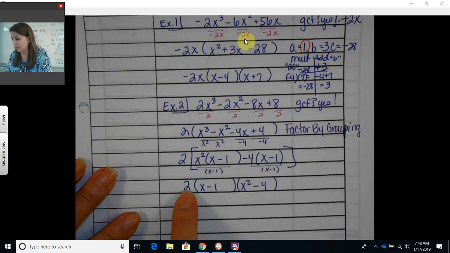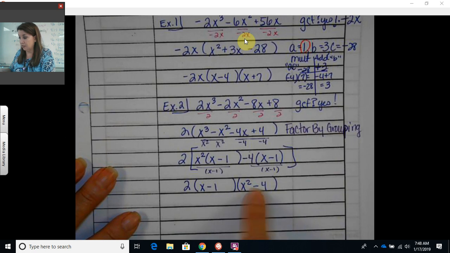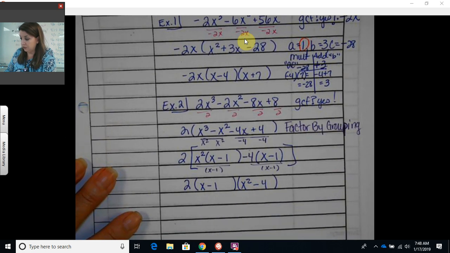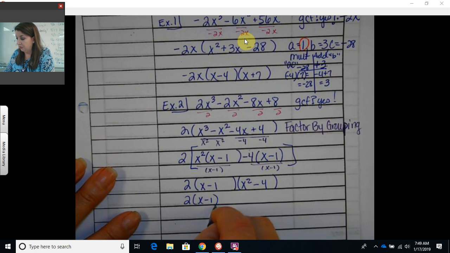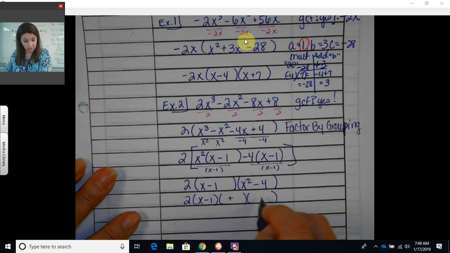X minus 1, can that be factored any further? No, it's linear and it doesn't have a GCF. X squared minus 4, can that be factored any further? Yeah, what is that? Difference of 2 squares. So I'm going to factor it further. So bring down your 2, bring down your x minus 1. Difference of 2 squares we know gets 2 parentheses. One gets a plus, one gets a minus.